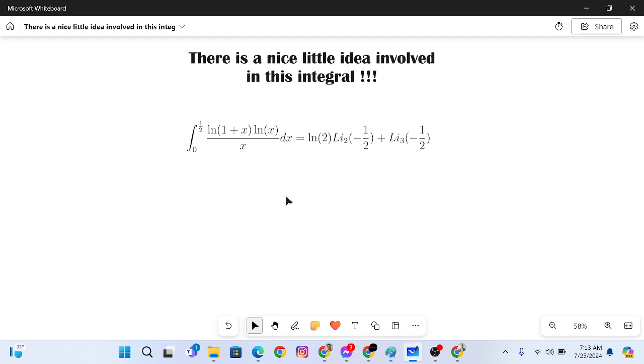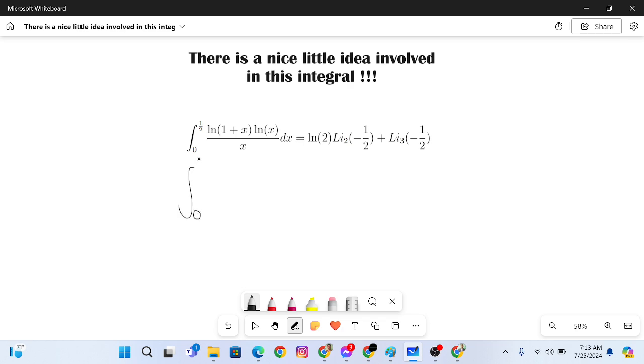There is a nice little idea involved in this integral. Okay, so we have this integral from 0 to 1/2 of ln(1+x) ln x / x dx. First of all, the thing that would simplify the integral is to convert this ln into a sum, since the x values lie between 0 and 1/2, which is of course less than 1. And after that I will show an idea which quickly simplifies the problem.